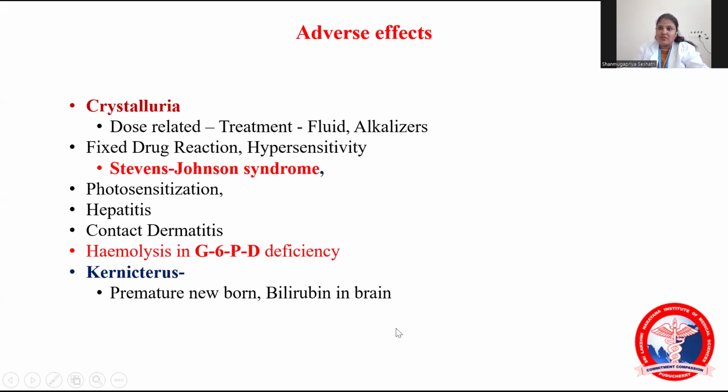That is why we always tell that antibiotics should be used only whenever required. Especially in pregnancy, antibiotics are avoided unless required, under the supervision of a gynecologist and a general medicine physician. We are not supposed to take antibiotics in pregnancy.